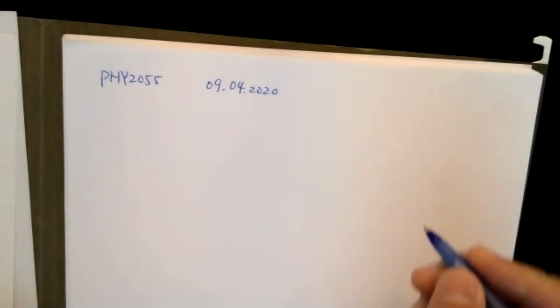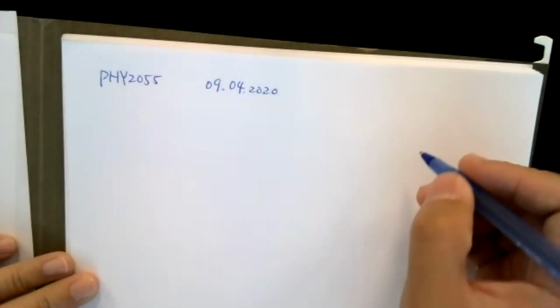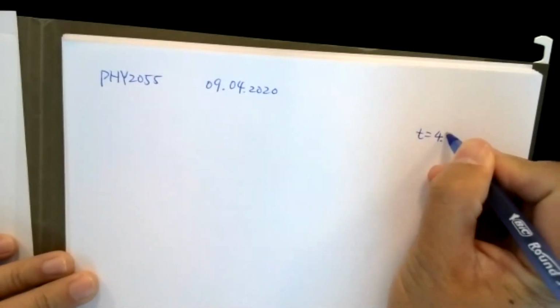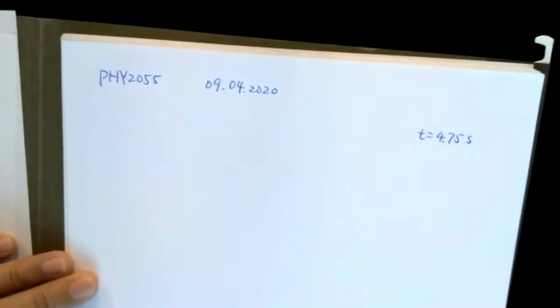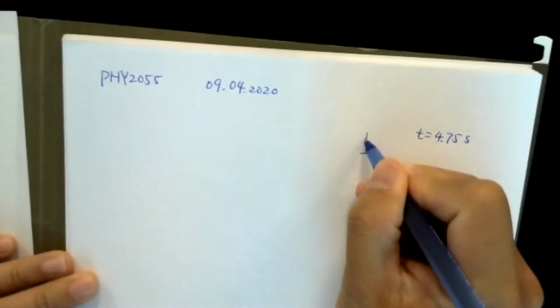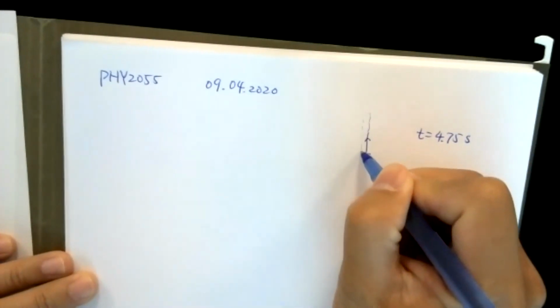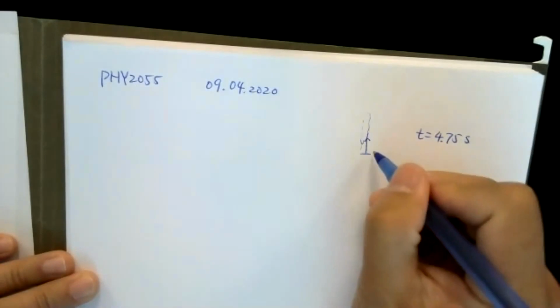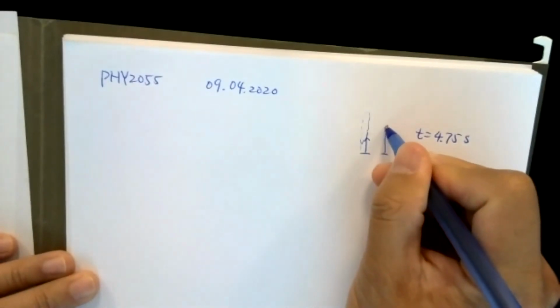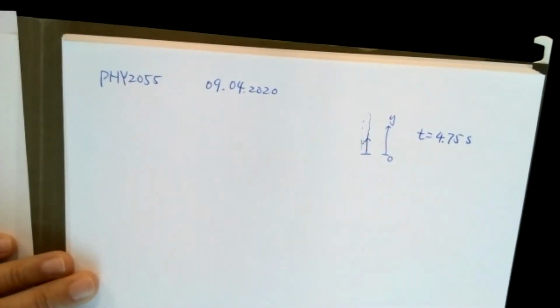So this one says the lava bomb goes up and down in 4.75 seconds. It looks like we are only given one number, t equal to 4.75 seconds, right? But in fact, there's a lot more information indicated in the problem. It goes up and then goes back down. So let's assume this is just one straight line, and you set it up so this is the y direction, with the origin at the summit.